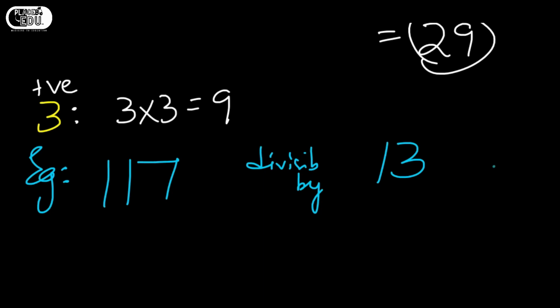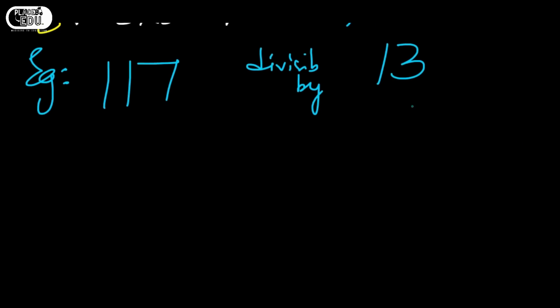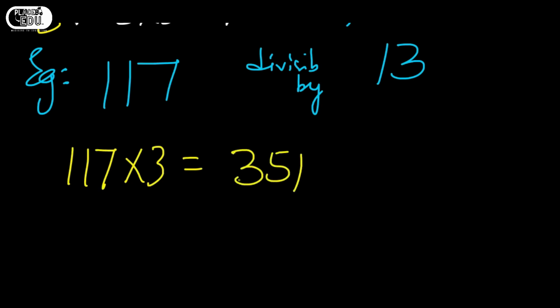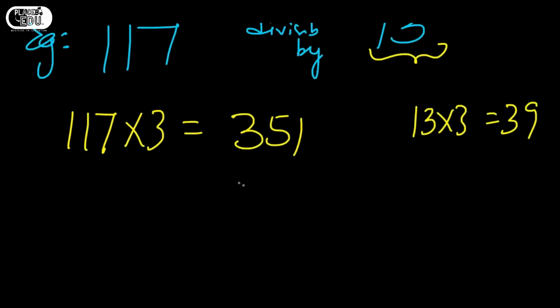What are the prime numbers we have that end with 3? 13, 23, 43, and so on. These are all the prime numbers which end with 3. So I gave the example, 117 divisible by 13. For this, the given number must be multiplied by 3. 7 into 3, first we do that, and we get 351, and we multiply 13 also by 3, so 13 into 3 equals 39. Now we have to see whether 351 is divisible by 39.